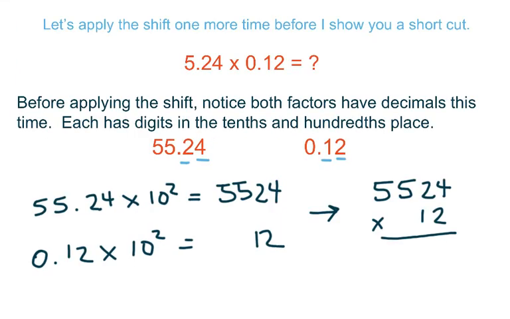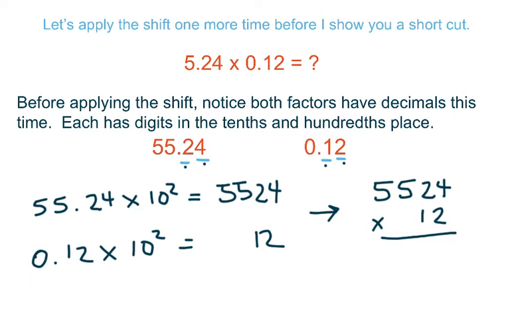Let's apply the shift one more time before I show you a shortcut. If we wanted to multiply 5 and 24 hundredths by 12 hundredths, before applying the shift, we would notice that both factors have decimals this time. Each has digits in the tenths and hundredths place. So 1 digit, 2 digits, 1 digit, 2 digits.